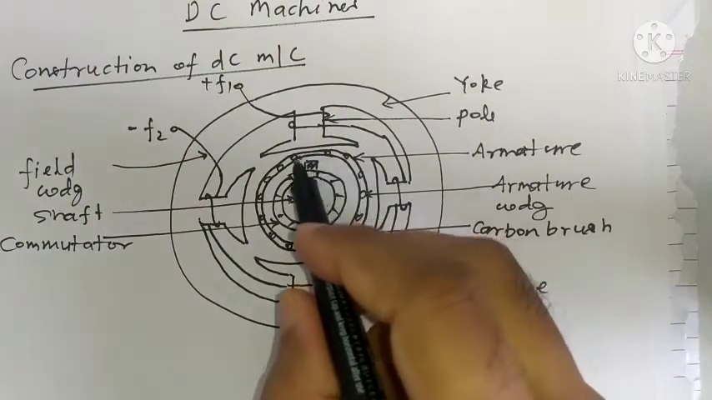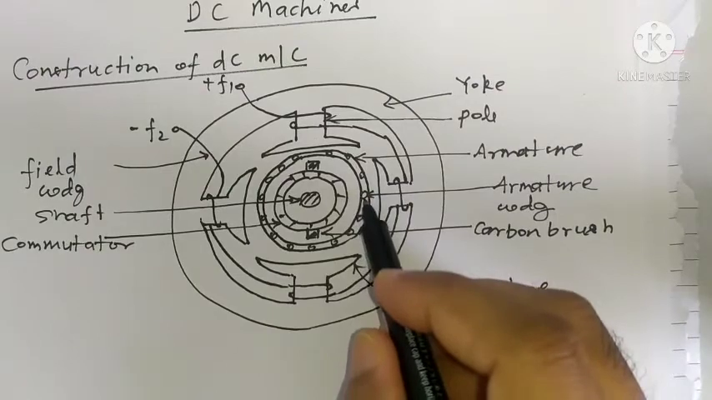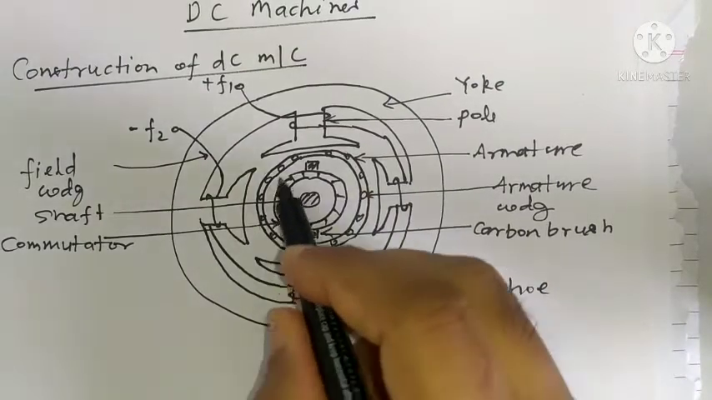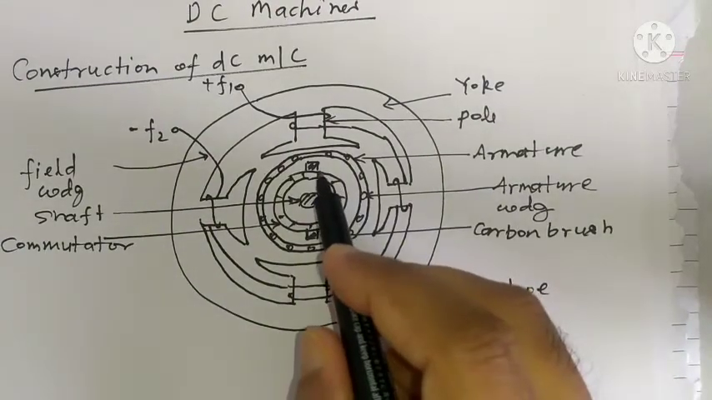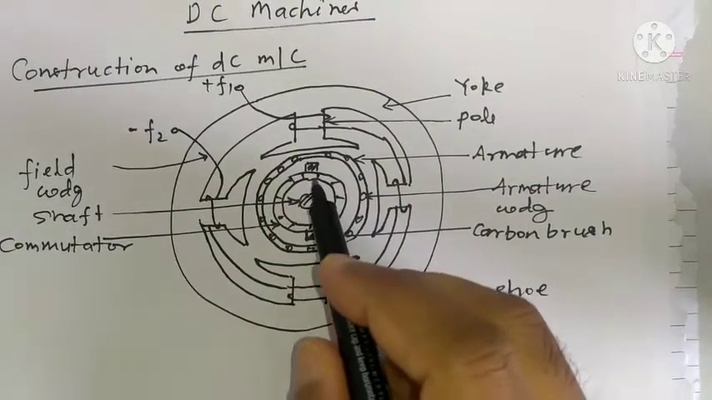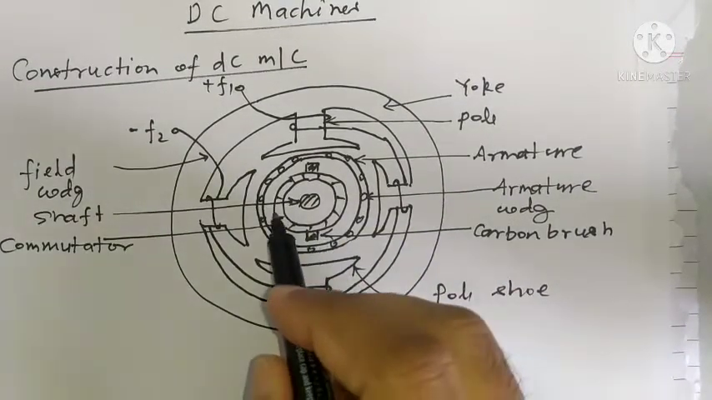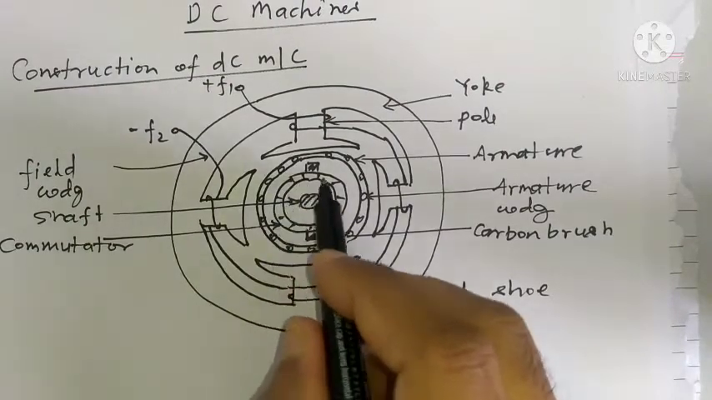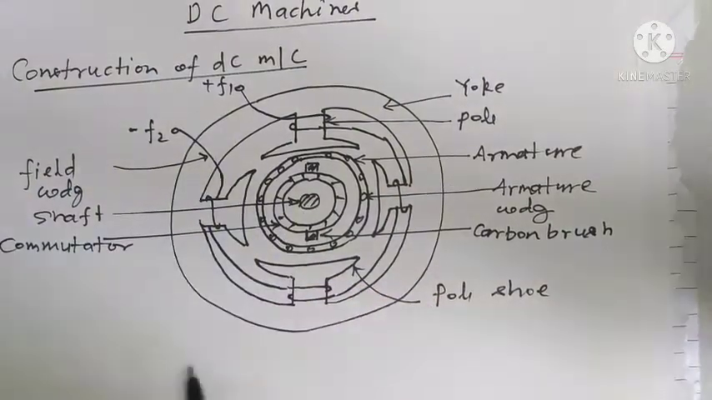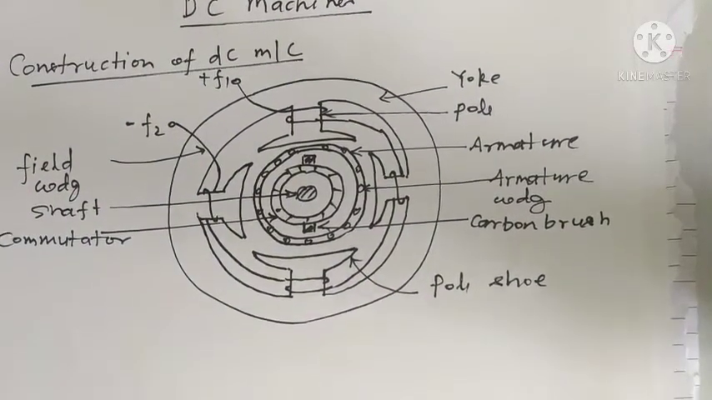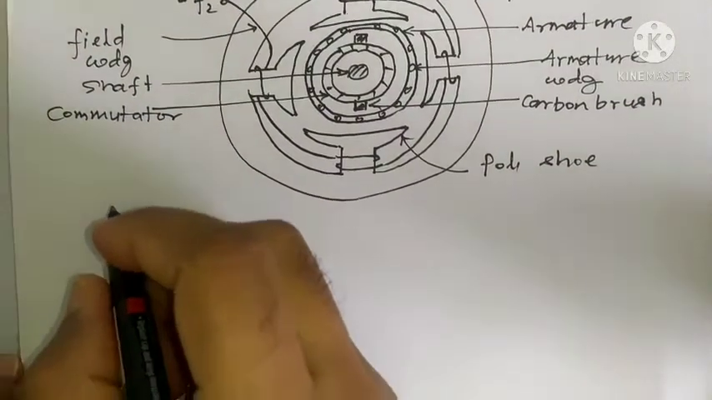After this, this outer part is the armature, which carries armature windings. These are armature windings, right? And inside this armature, the brushes are shown. These are the carbon brushes, and these carbon brushes are on the commutator. This portion is the commutator, and the inner part is showing the shaft. So these are the parts which are shown here.